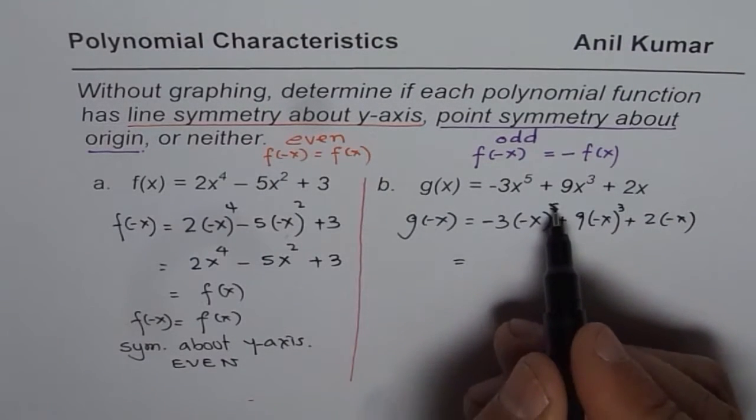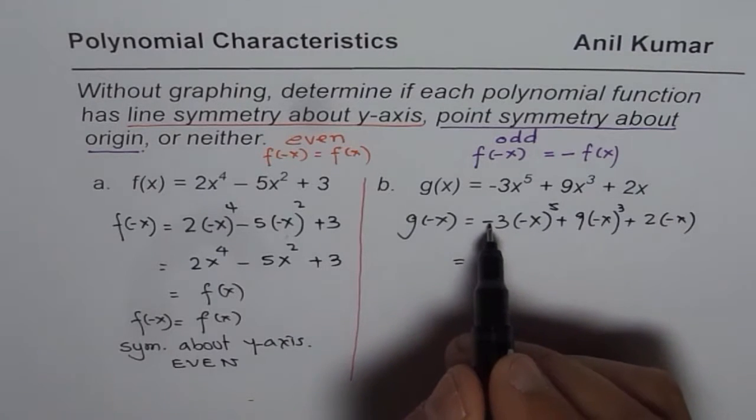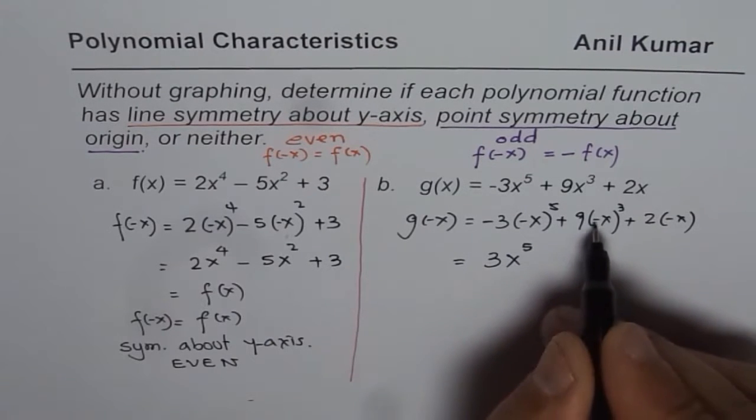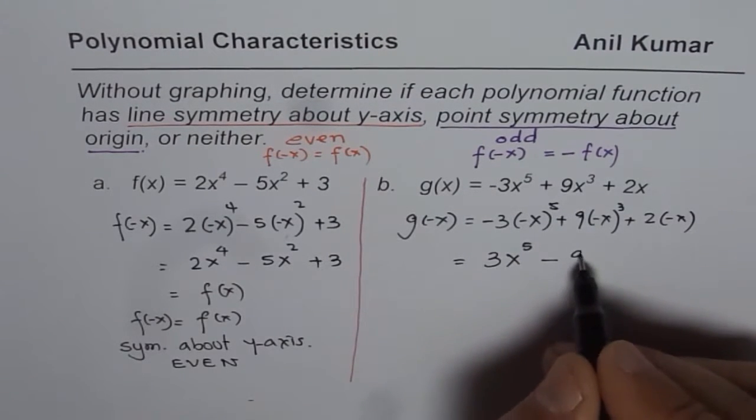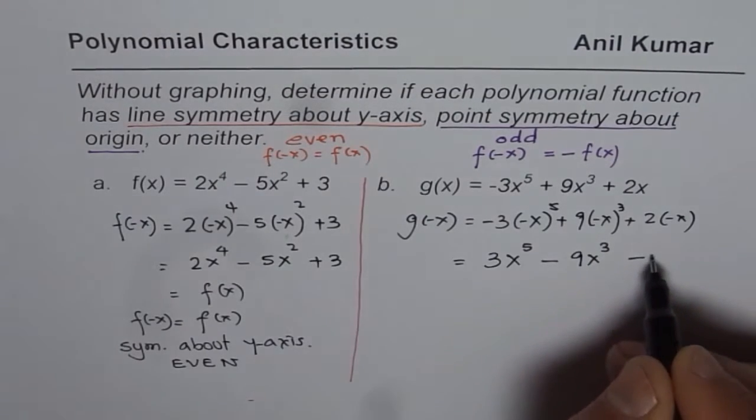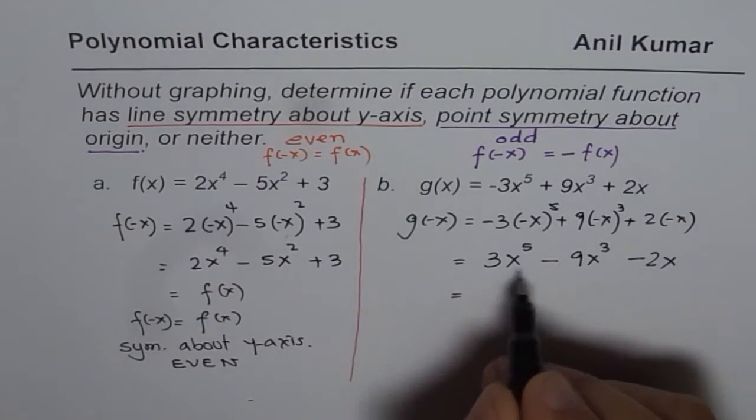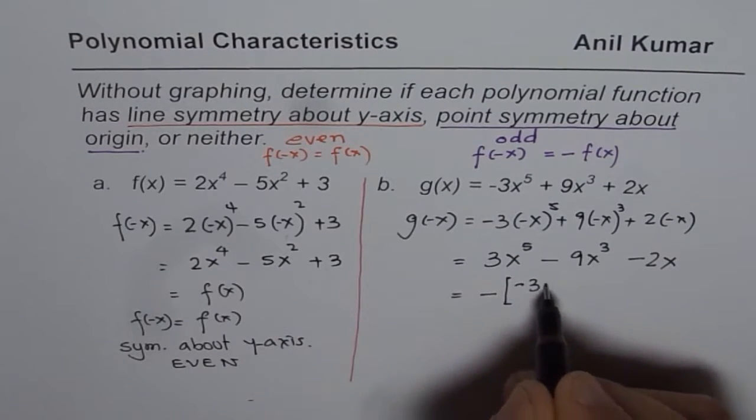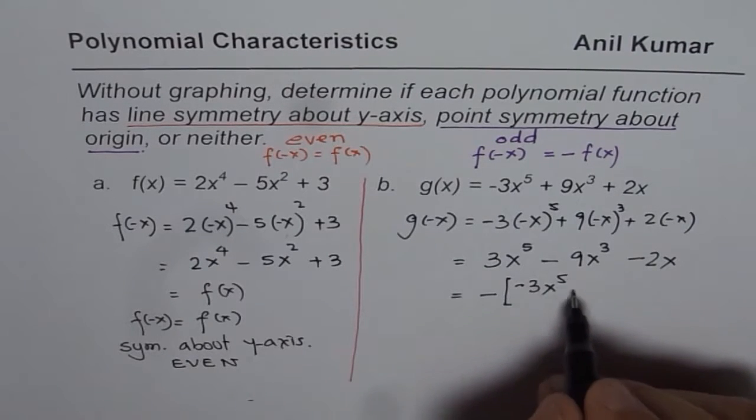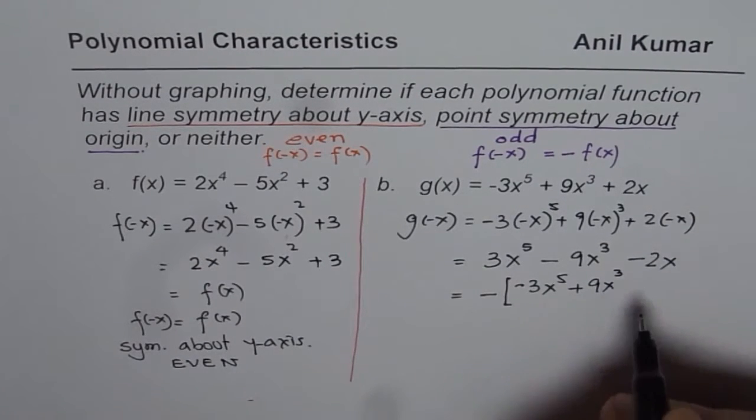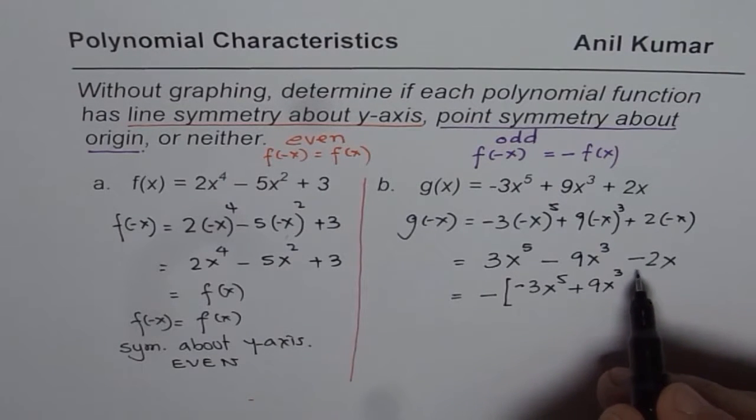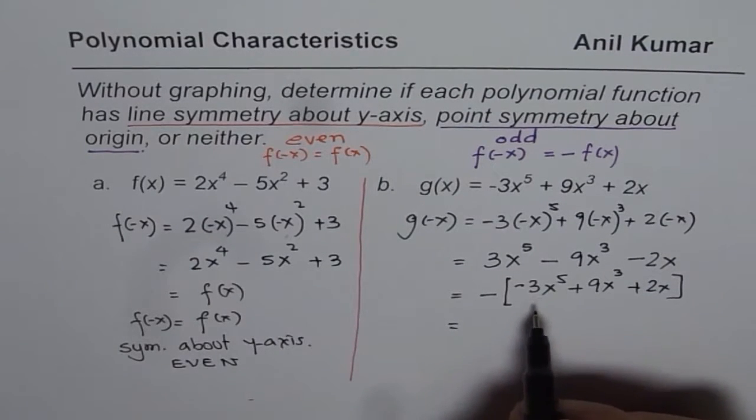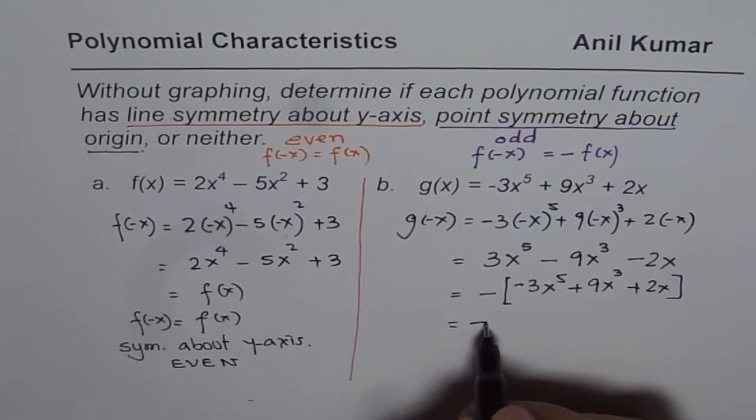Now negative x to the power of 5 will be negative. That negative times this makes it positive. So we get 3 times x to the power of 5, plus times minus is minus 9x cubed, and here we get minus 2x. Now we can take minus common. If I take minus common, I'm left with minus 3x to the power of 5, this becomes plus 9x cubed, and here minus becomes plus, so we have plus 2x. Now that gives you, the inside function is the same as g of x, so we can write this as minus g of x.